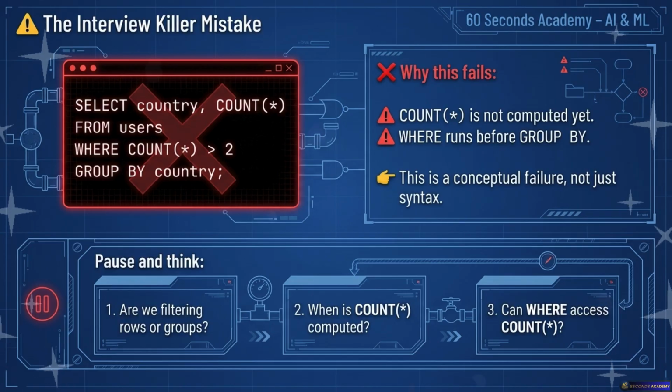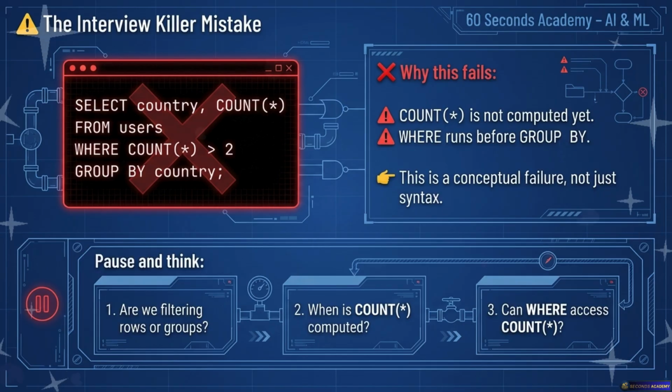Right. But where operates at step 2? Group by doesn't happen until step 3. So the bouncer is standing at the front door trying to count how many people are in a VIP section that has not been built yet. Precisely. Because where runs before group by. The count star aggregation has not been computed yet. It doesn't even exist. Exactly. The system's memory has zero reference for what the count is at that specific microscopic stage of execution.